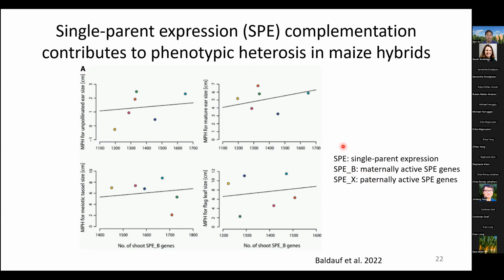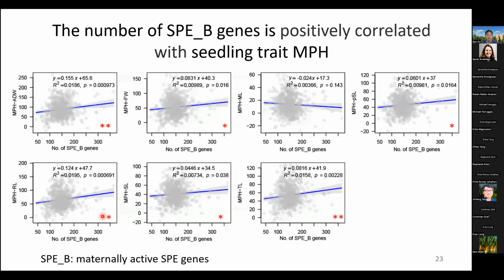In this paper, they found the number of SPB genes, maternal active SP genes, are positively correlated with different trait heterosis. Like here, the mirror pattern heterosis for tarsal size and for ear size are positively correlated with SPB genes. And we want to check whether we have a similar pattern in our data.